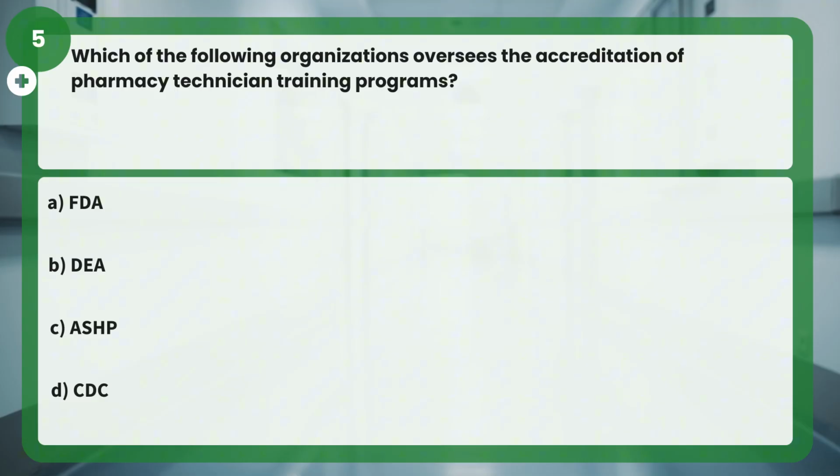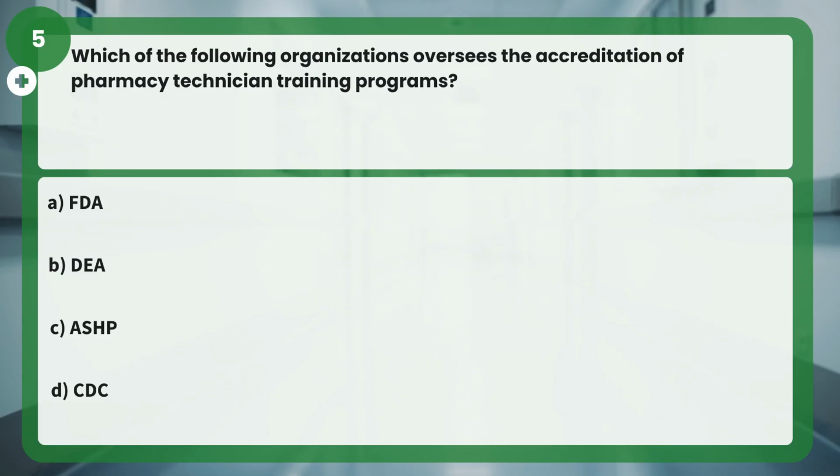Question 5. Which of the following organizations oversees the accreditation of pharmacy technician training programs? A. FDA. B. DEA. C. ASHP. D. CDC.